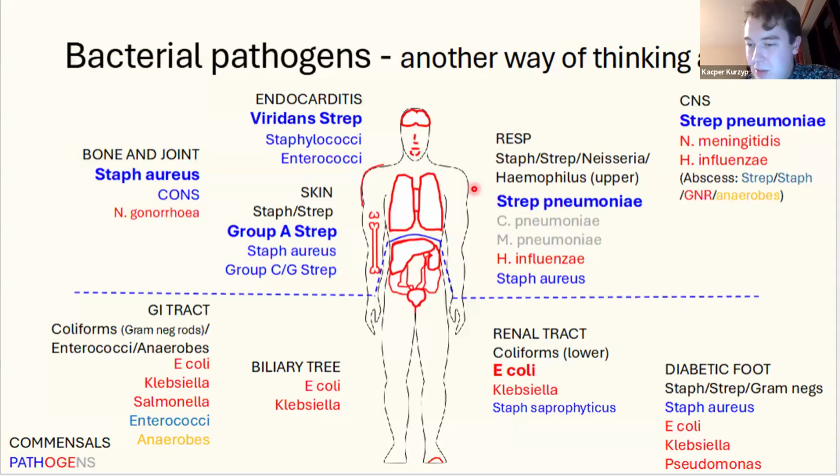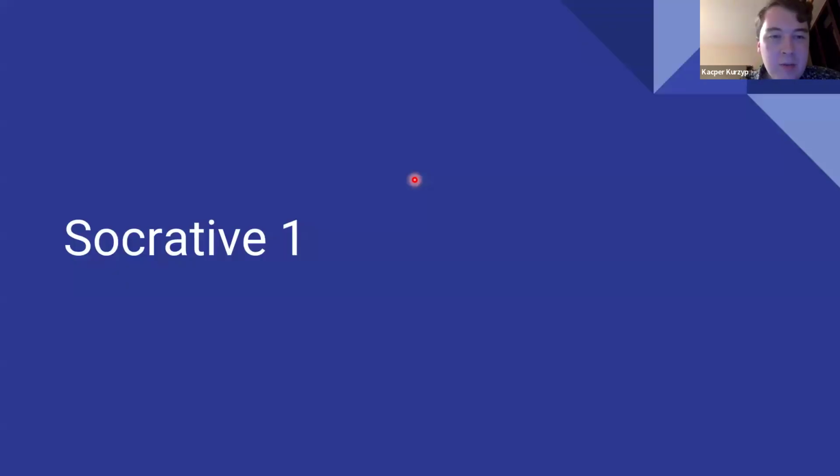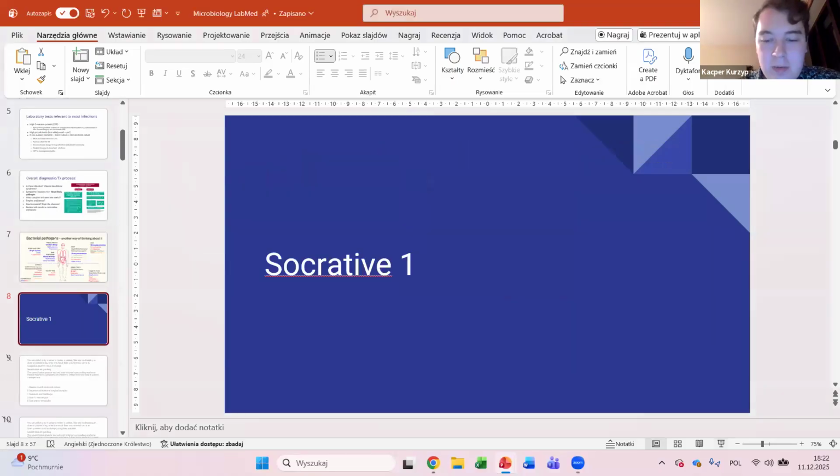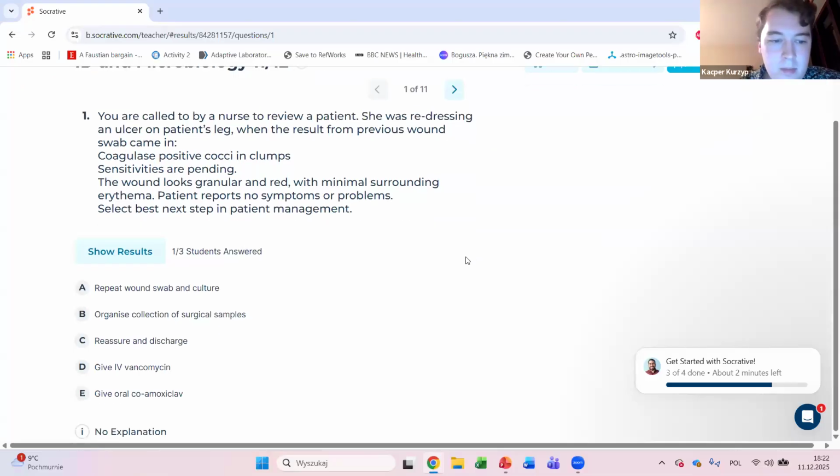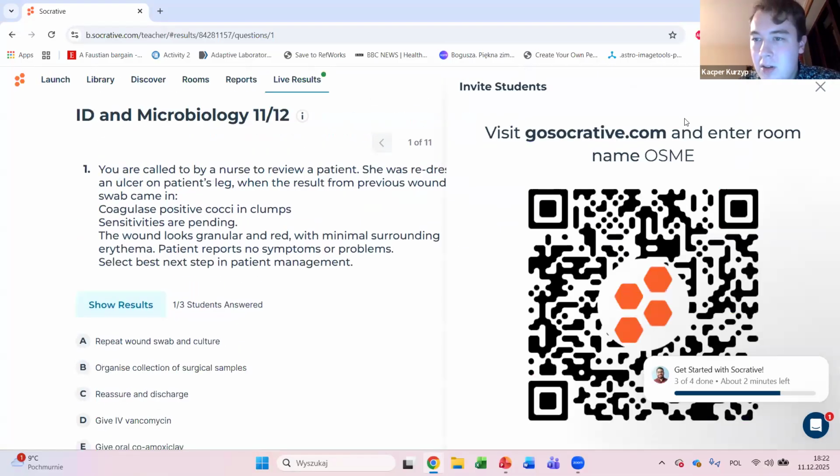No worries, you can always let me know a bit later. And now we have the Socrative number one, unless people have already answered it. So we have 3 students currently on board.